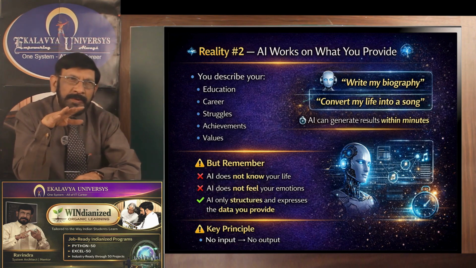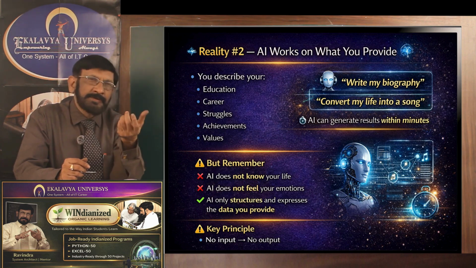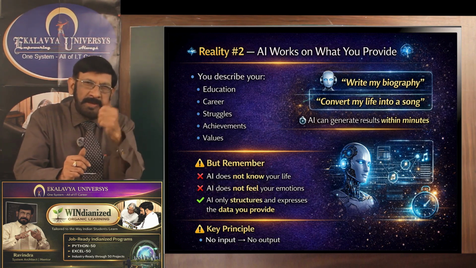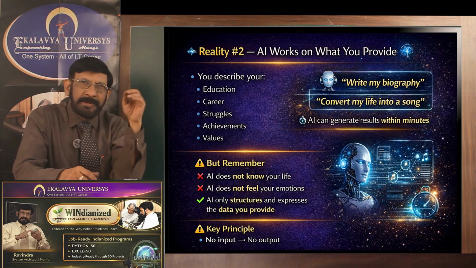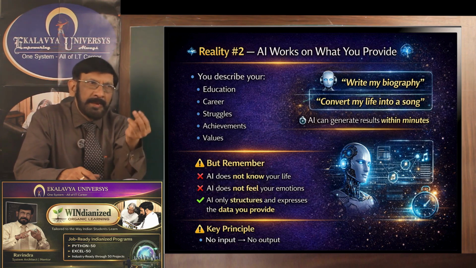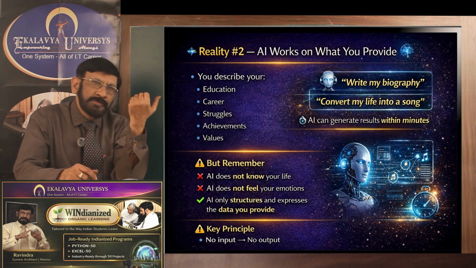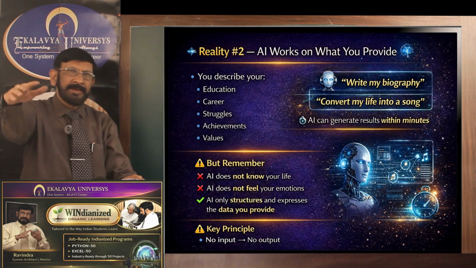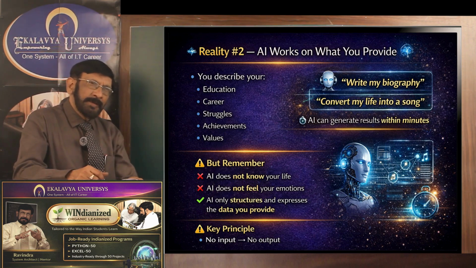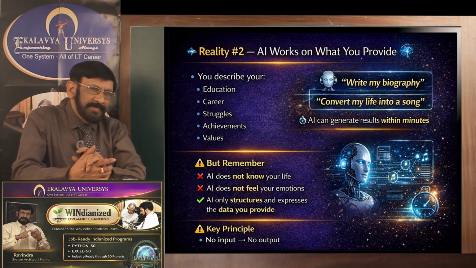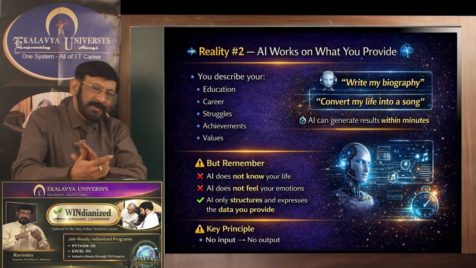For example, you want to get your biodata through AI by way of a story or a song. For that purpose, you provide all your details, like your family details, your education, your career, your struggles, your achievements, and value system, etc. All the details you provided to AI and asked it to write in the form of a story or in the form of a song. Then within minutes, in seconds only, it can give you either a story or a song.